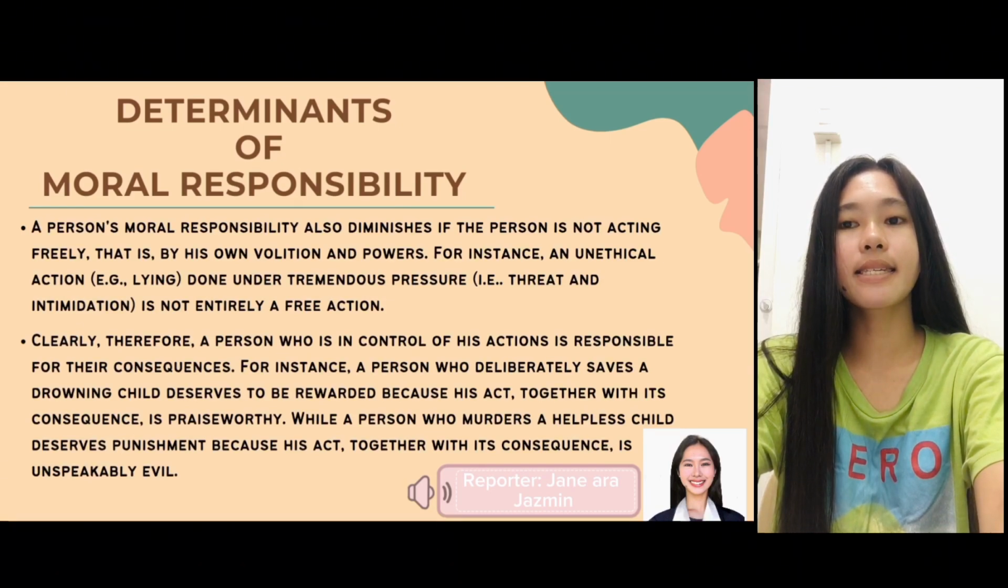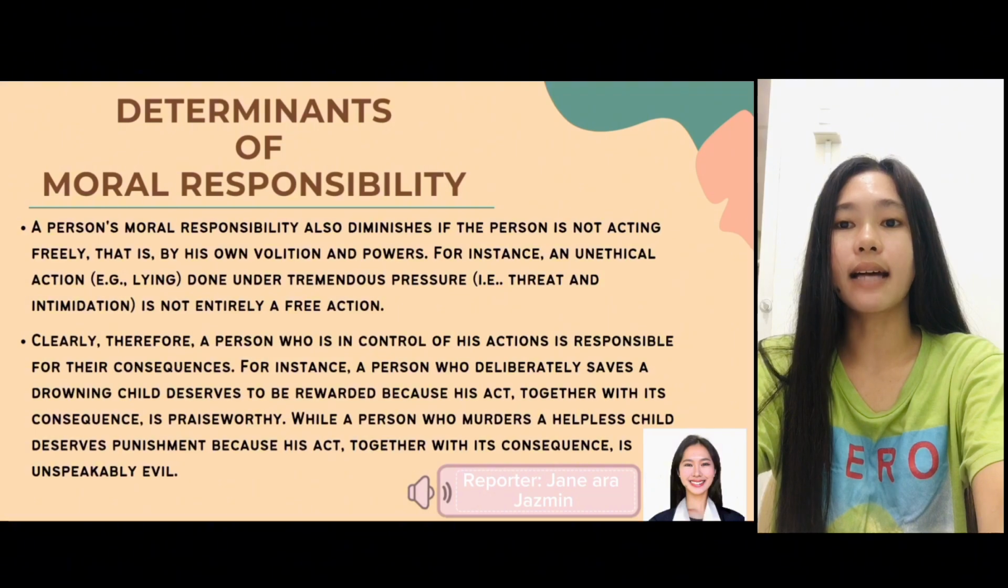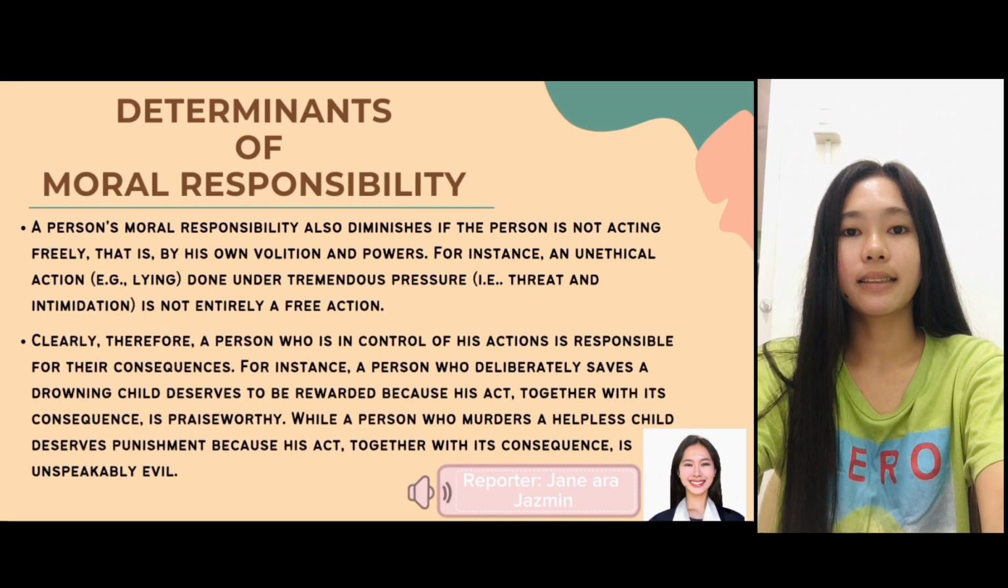For instance, a person who deliberately saves a drowning child deserves to be rewarded because his act, together with its consequences, is praiseworthy, while a person who murders a helpless child deserves a punishment because his act, together with its consequences, is unspeakable evil.